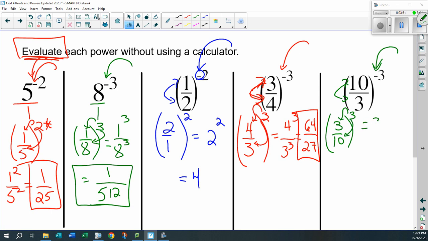This equals 3 to the 3 over 10 to the 3. 3 to the 3, that's easy. That's 27. 10 to the 3 means 10 times 10, which is 100, times 10 again, which is 1,000. There you go.